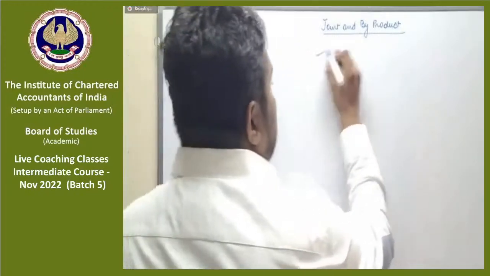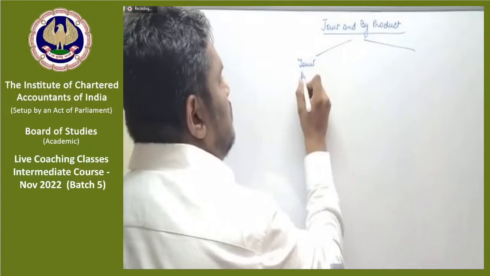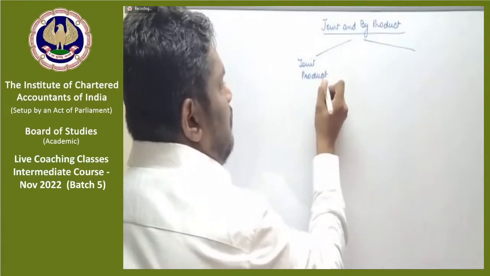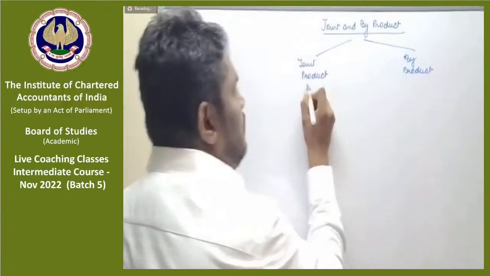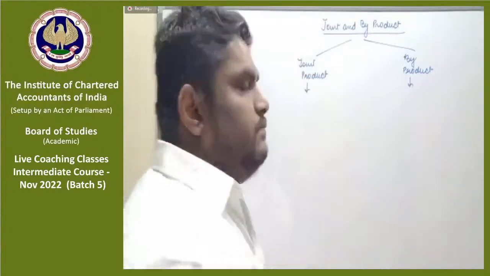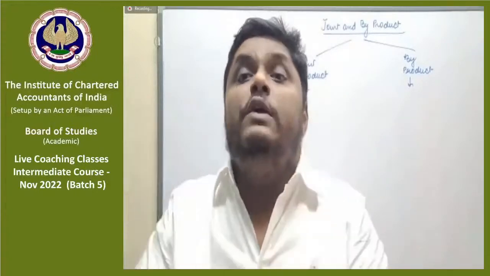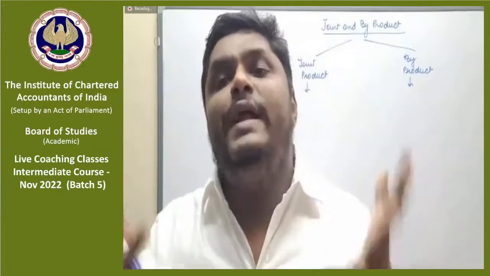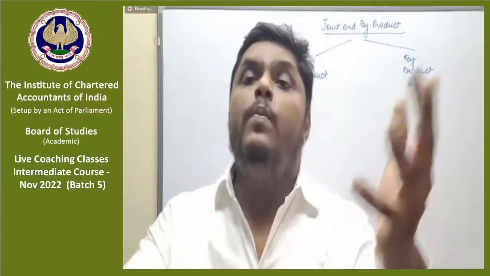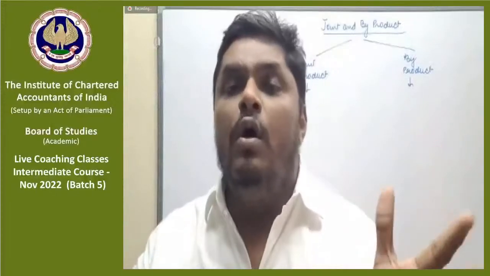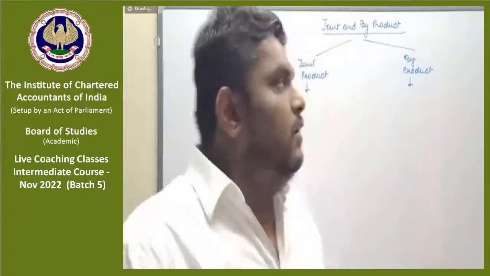So when talking about joint product, as I said, when from a particular process, two or more than two products emerge out, both or all having some significant value or identical value, then these are known as joint product. So what is joint product?